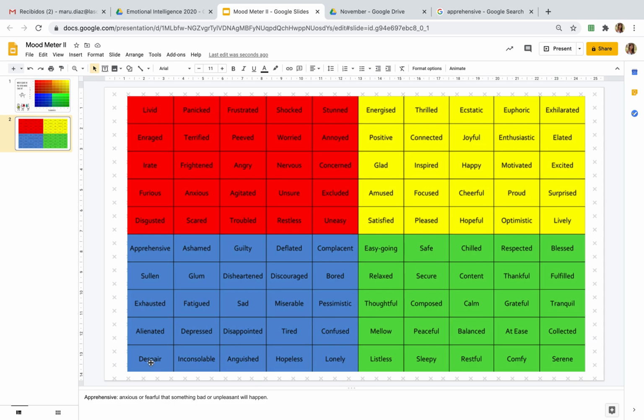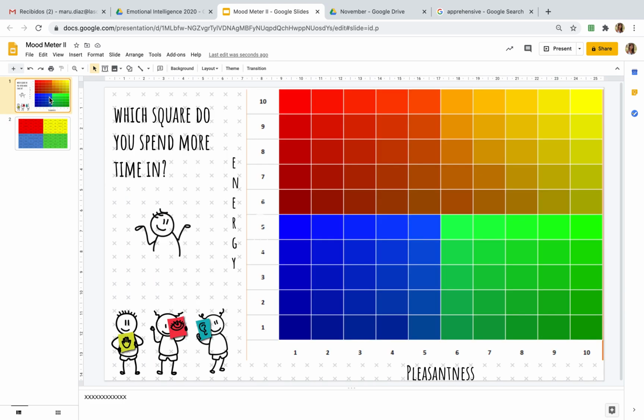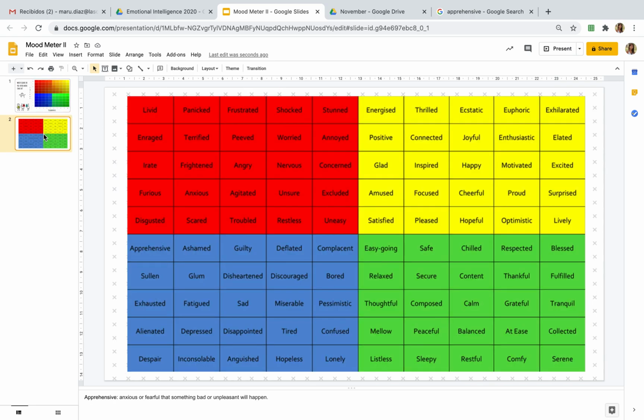So, two activities for today, right? First of all, you place yourselves in the square you spend more time in, right? Remember, no good or bad squares at all. Second activity, you choose one word, one emotion from the mood meter, and you write the definition right here below. Okay? You will get a copy for each, right? If you don't get it, you let me know.